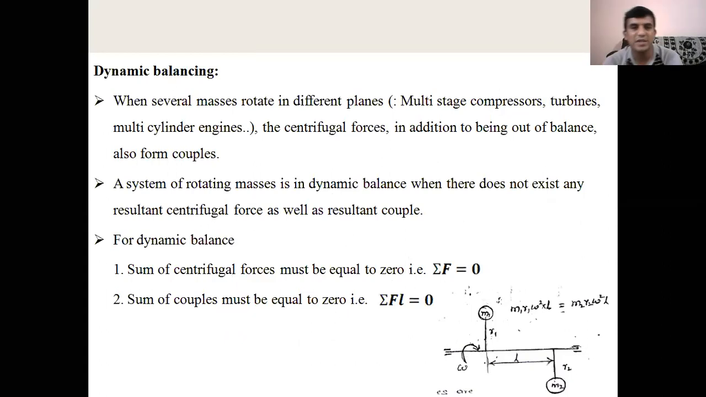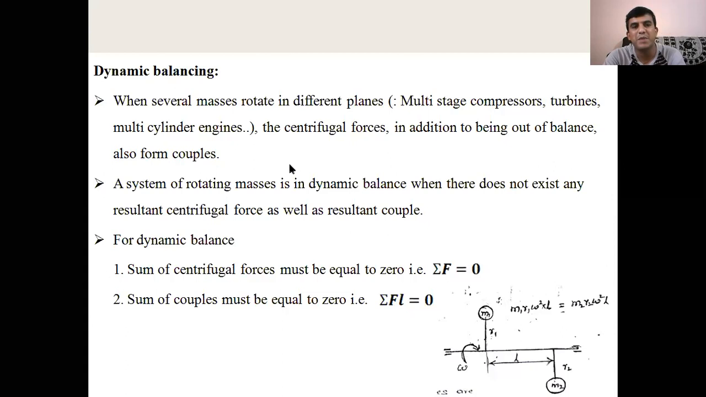Then go for dynamic balancing. In dynamic balancing, the rotating masses are not in the same plane; they are located in different planes. Consider a multi-stage compressor, turbines, or multi-cylinder engines, or the rear axle of a vehicle like a bus or truck, where the two tires on an axle are located in different planes. One tire is in one plane and the other tire is in another plane.